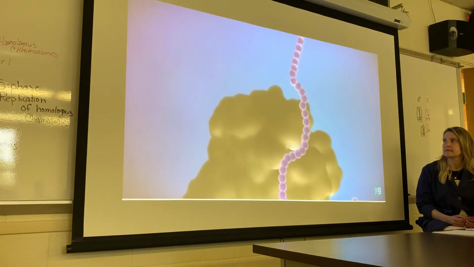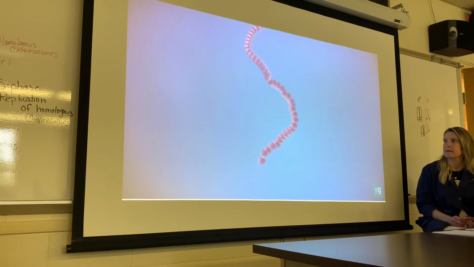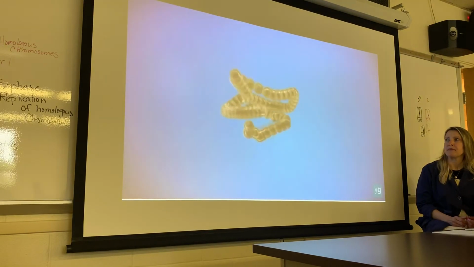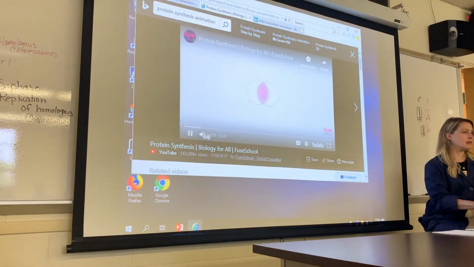Once the last amino acid has been added, the chain folds into a complex 3D shape to form the protein. Primary, secondary, tertiary level protein folding.